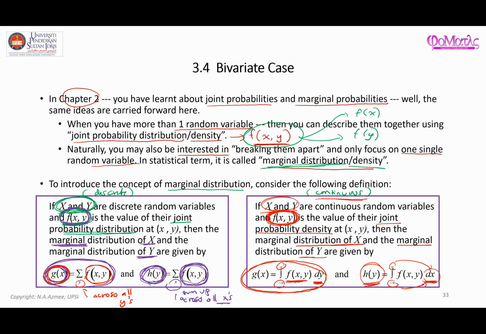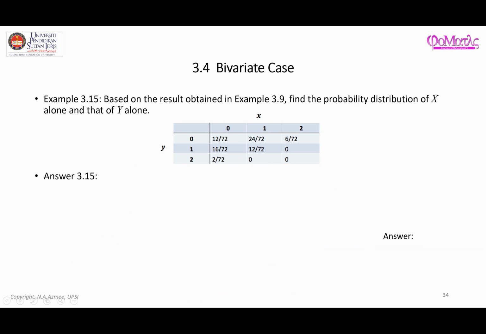Now in this video I'm going to just talk about the example related to the discrete case, and then perhaps in the next video we will be looking at the case for continuous random variables. Okay, right, now let's move on to the example here. This example is based on the result obtained in example 3.9.